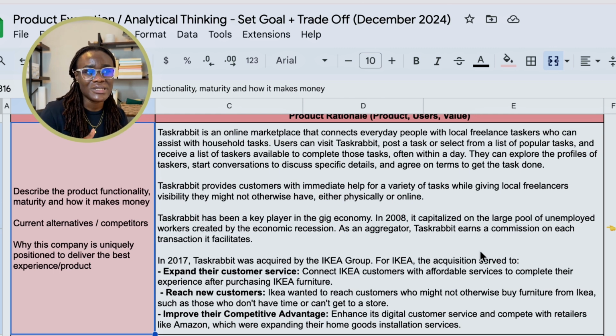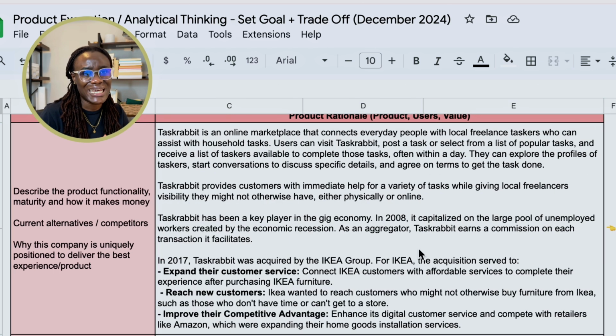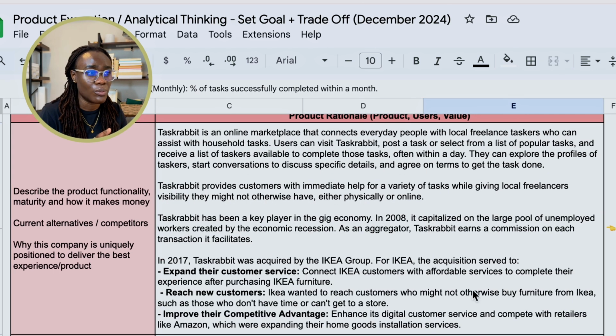Also, the acquisition helped IKEA to reach new customers. So customers that would otherwise not have purchased furniture from IKEA, and would purchase furniture from some other places, can leverage the taskers on TaskRabbit to help them set up the furniture. So even if the furniture was not from IKEA, IKEA could make some revenue from the setup of furniture from other stores, and also improve their competitive advantage, because retailers like Amazon were beginning to expand their home goods and installation services, which was also going to pose a threat of competition to IKEA. So those are the major highlights of what had changed with TaskRabbit in the past couple of years.